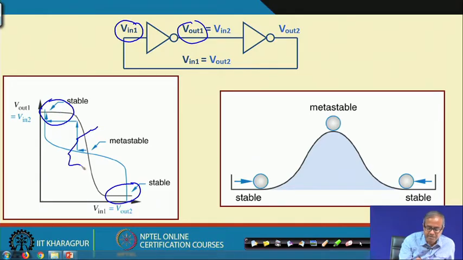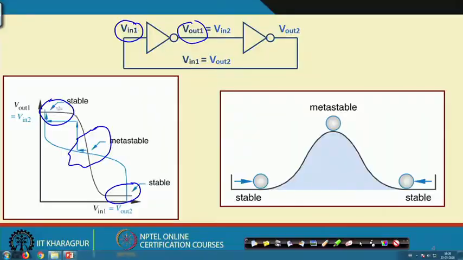But in the middle region, it is not a very stable thing, because if the input changes, the output changes very sharply. If you look at this curve, in the middle part the slope is very high. So, if the input changes a little bit, the output changes pretty sharply. That is considered a metastable or an unstable state. So, if the circuit is in a metastable or unstable state, it will try to move into one of the stable states as quickly as it can.